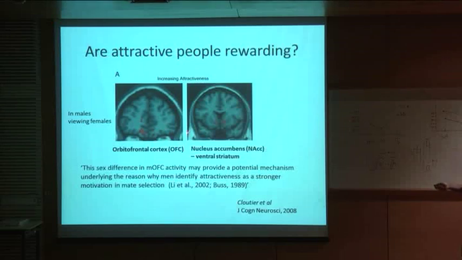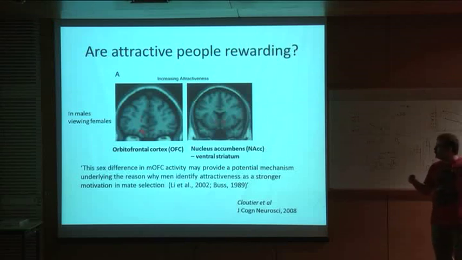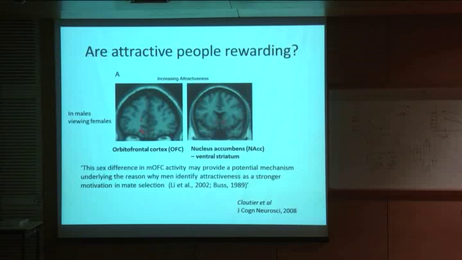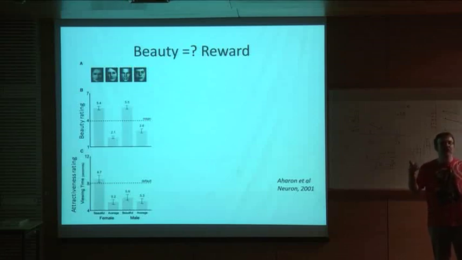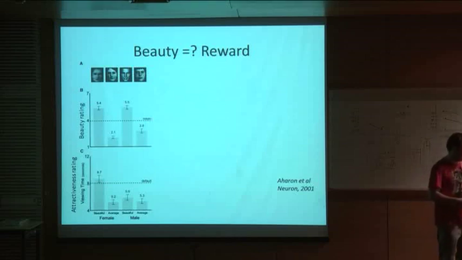It was interesting that the orbitofrontal cortex was linked to higher evaluation rates only in males. And that led the authors to suggest that this sex difference in orbitofrontal cortex activity may provide a potential mechanism underlying the reason why men identify attractiveness as a stronger motivation in mate selection. So it's more involved in the decision making, while on the reward level, the nucleus accumbens is activated both in males and females. So maybe beauty is just a reward. Something that is beautiful is something that we define as rewarding or as potentially rewarding in the future.